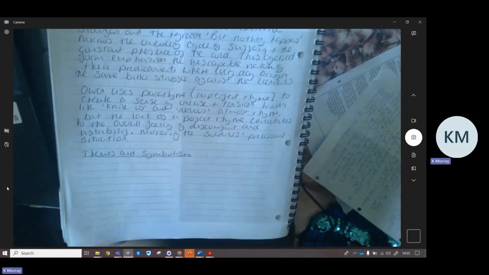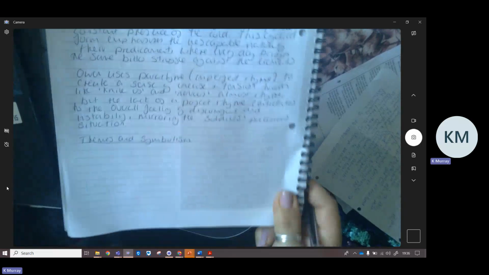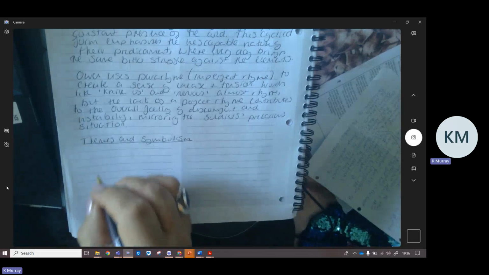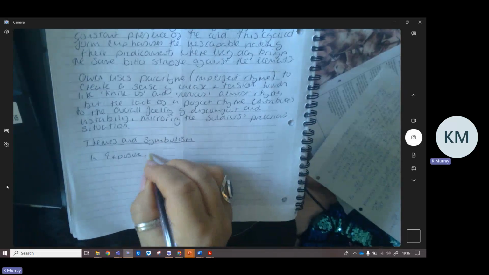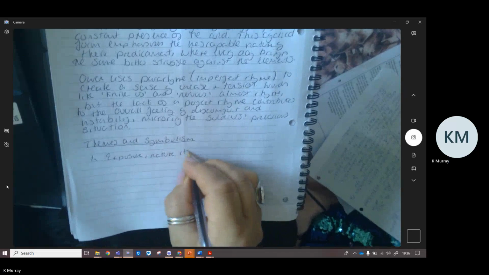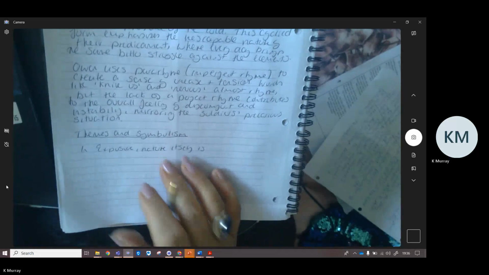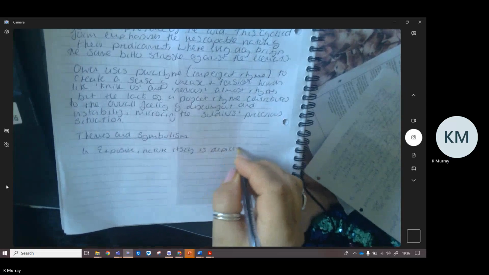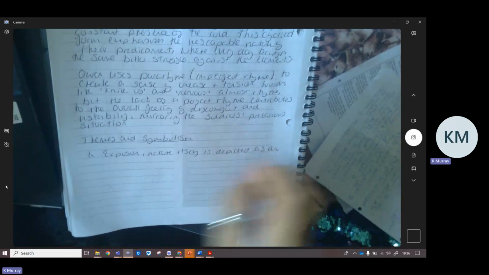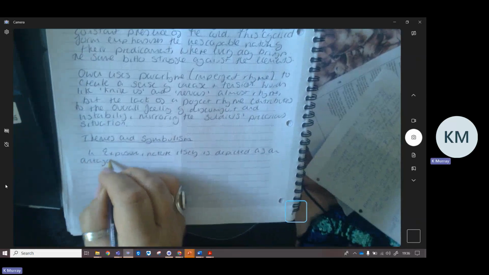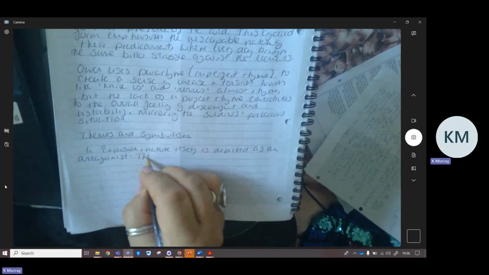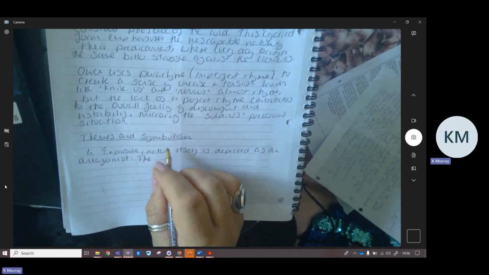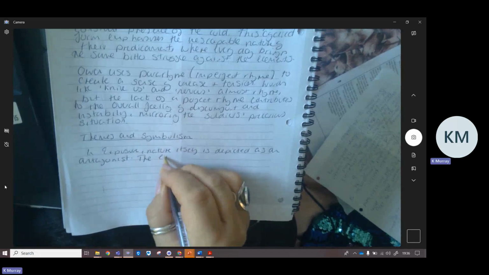Themes and symbolism. Right, what else is going on in this poem? Guys, there's a lot. I did say that. It's a beautiful poem. There's so much to say about it. In Exposure, nature itself is depicted as an antagonist. Okay, as an enemy. All right, as an enemy. That's nature. They've got enough enemies out there trying to kill them without nature doing it as well.